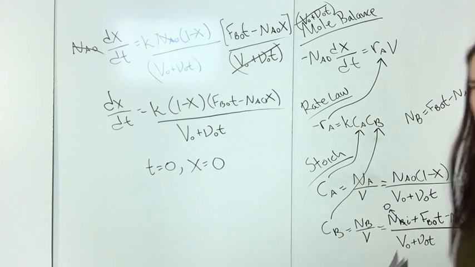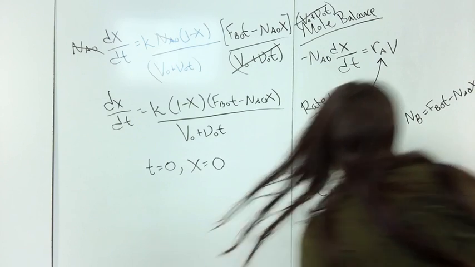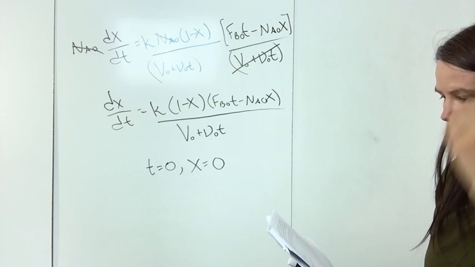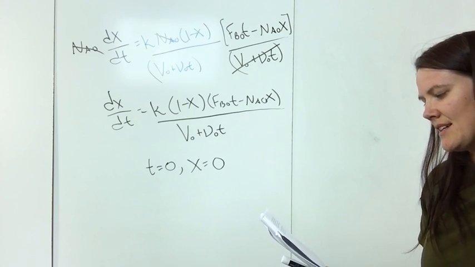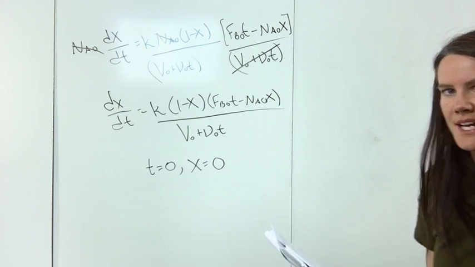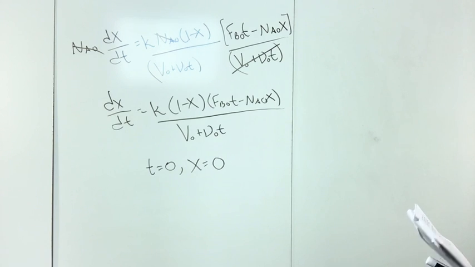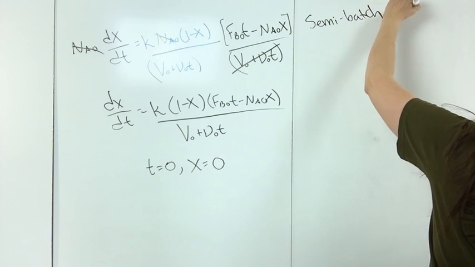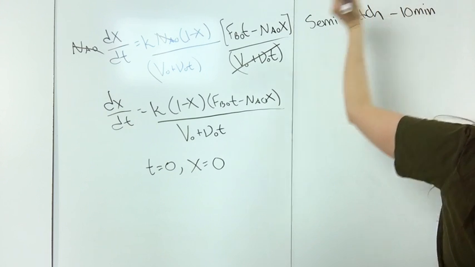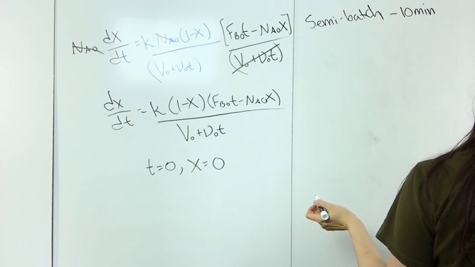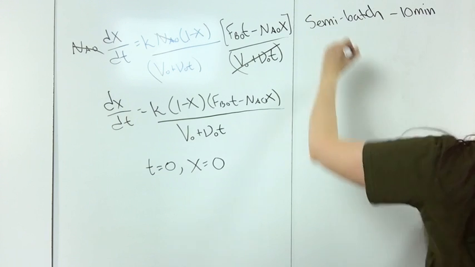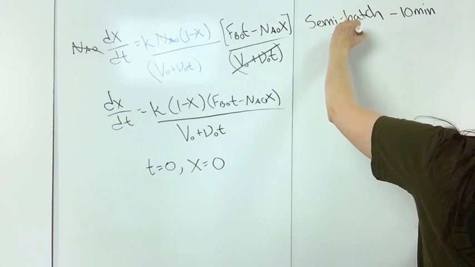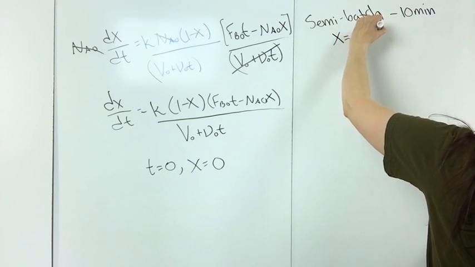I'll erase some stuff and then do the second part of this problem. For the second part, it says the reaction is operated in the semi-batch mode for 10 minutes, at which point it is stopped. And after that, the conversion was X equals 0.25.